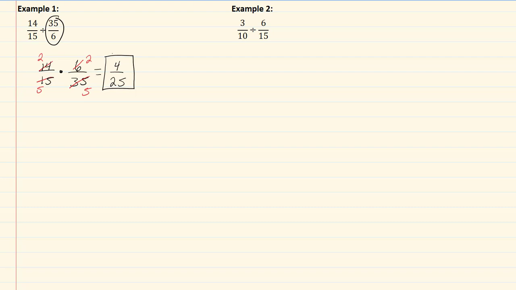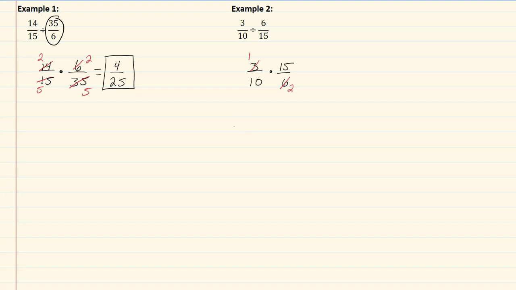Again, I need to do a rewrite of this by writing down my first term times the reciprocal of my second term, which would be 15/6. Now that it's a multiplication problem, I can look for common factors. 3 and 6 are both divisible by 3. So 3 divided by 3 would be 1. 6 divided by 3 would be 2.